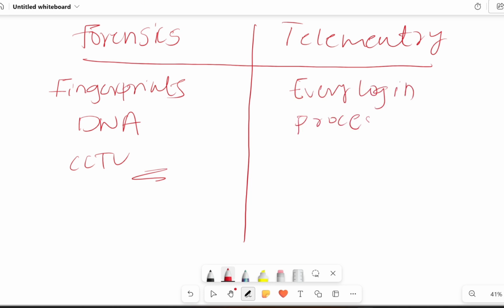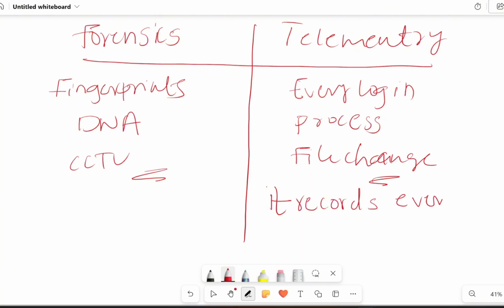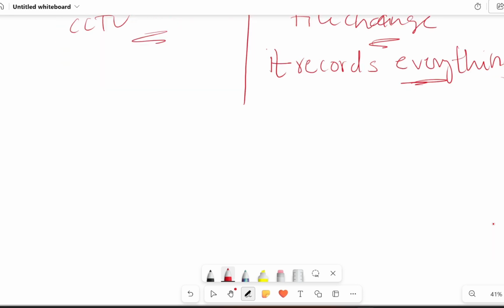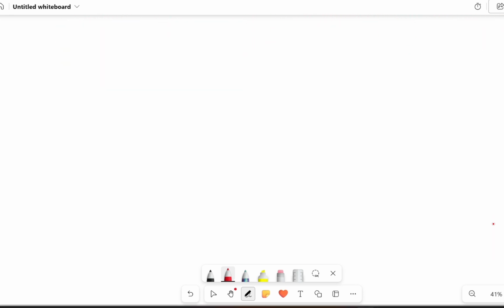Now, compare that to telemetry. Telemetry is the live stream. Everything is happening right now. Every login, every process, every file change, every network connection, every authentication request. Telemetry does not wait for a crime, it records everything. Think of it like a city full of CCTV cameras. Most of the footage is boring. Cars driving, people walking, nothing unusual.